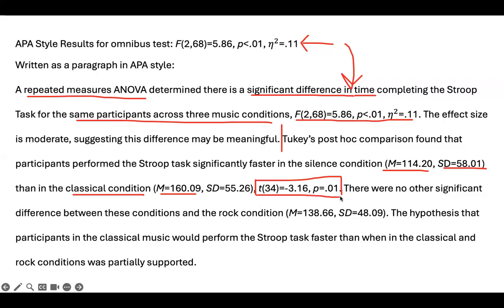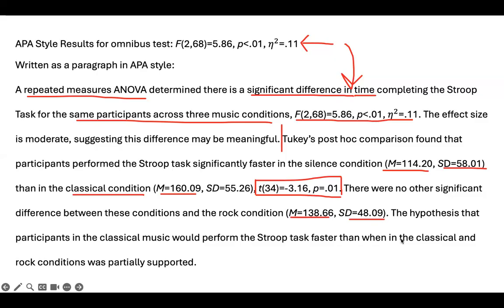So I just used the t-test format for the notation and said that t of 34 degrees of freedom equals negative 3.16, and the p is 0.01. So just the way I would for a p-value for a t-test. I also identified that there were no other significant differences between these conditions and the rock condition, and I gave the rock condition mean and standard deviation. And then I just included in here that the hypothesis was partially supported, because what I was expecting to find was that they were faster in the silence condition than both of the other conditions, which I did not find. So this is one way that you could write this out.